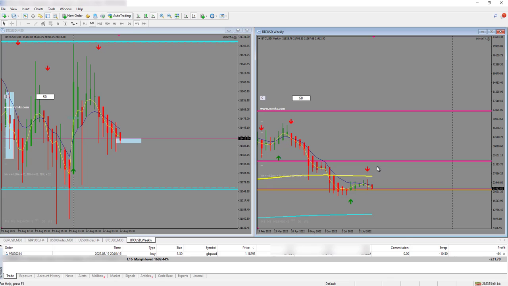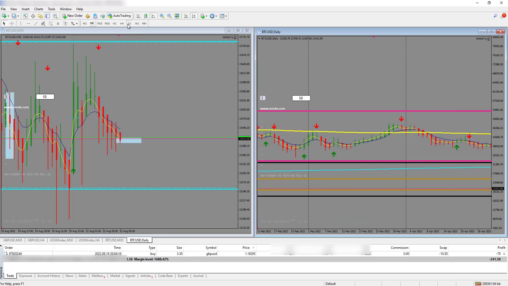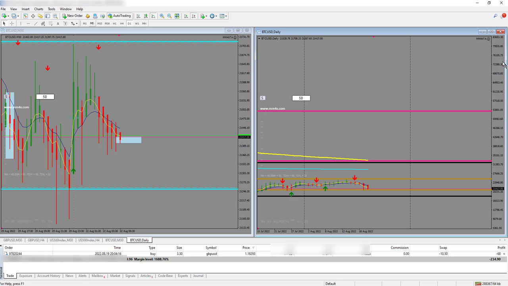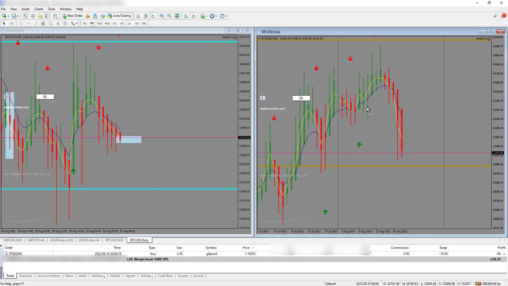If it can stay above it, I would look to buy this pair. I would look to buy BTC USD if it can stay above this super low of the week right here, and that's somewhere around 20,998. If it can stay above 20,998, I will look to buy.